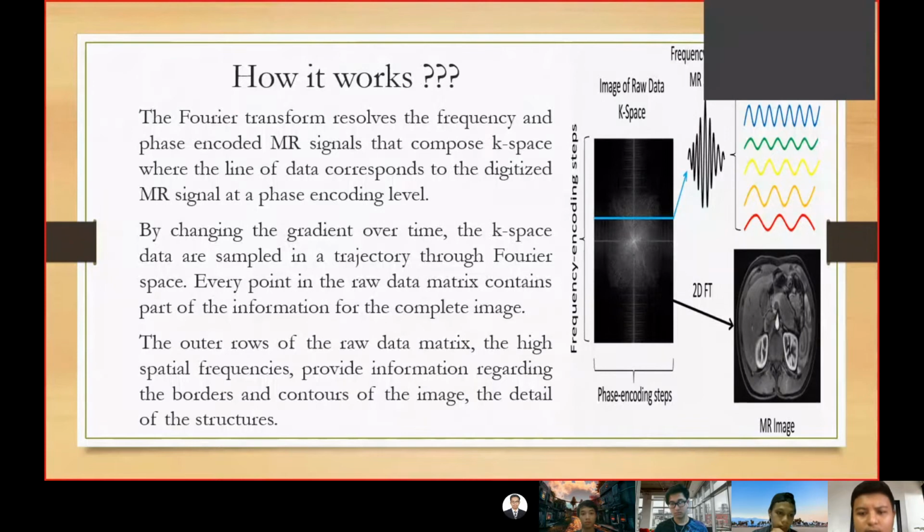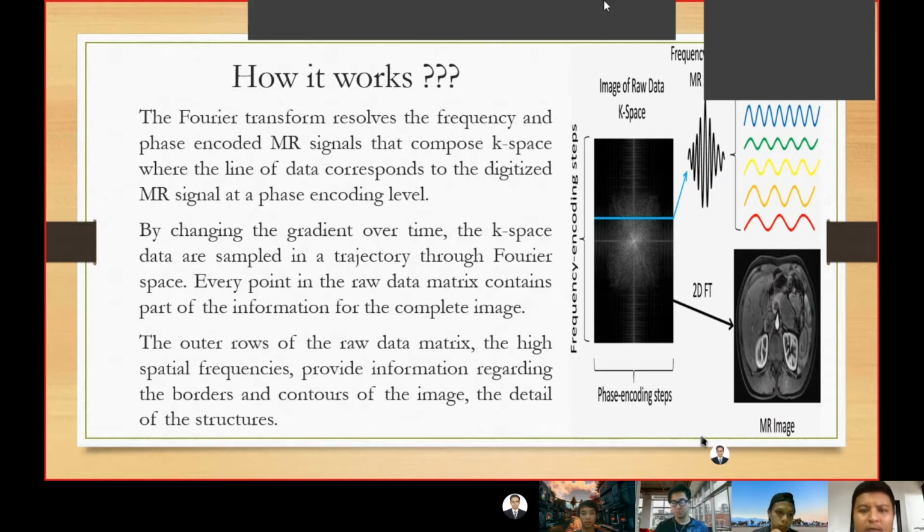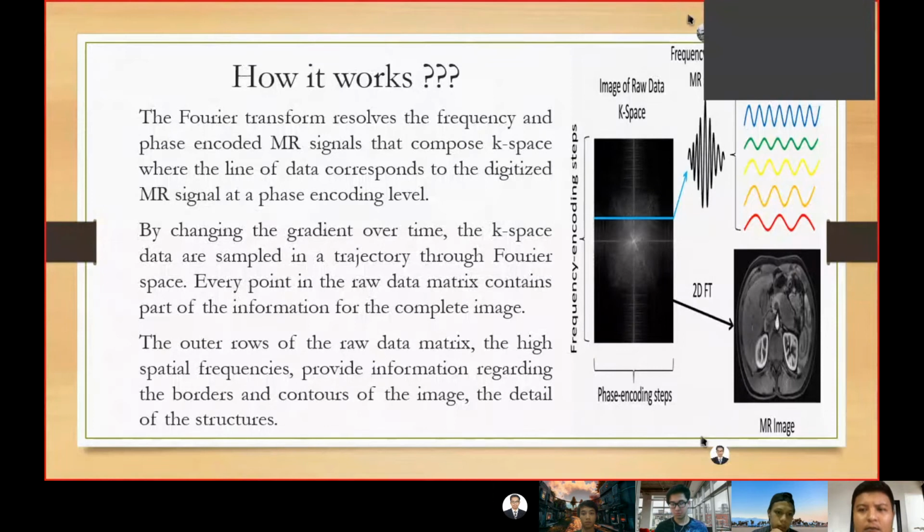Every point in the raw data matrix contains part of the information for the complete image. A point in the raw data matrix does not correspond to a point in the image matrix. The outer rows of the data matrix, the higher spatial frequencies, provide information regarding the borders and contour of the image, the detail of the structures. The inner rows of the matrix, the low spatial frequency, provide information on the general contrast of the image.